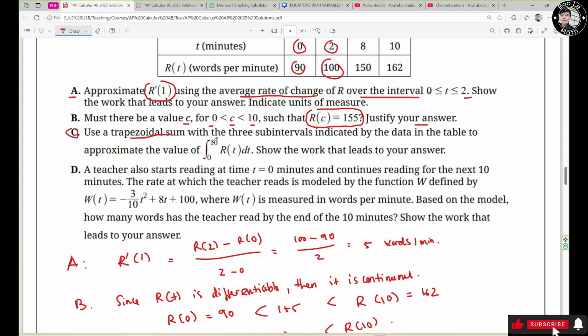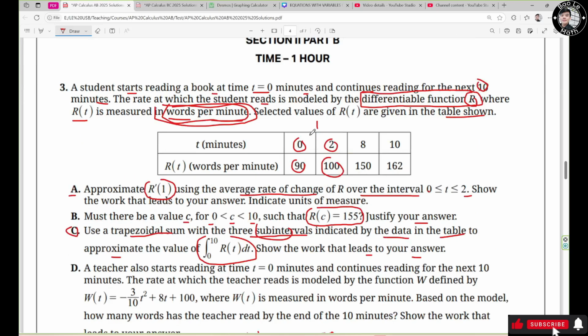Use the trapezoidal sum with the 3 subintervals indicated by the data in the table to approximate the value of this guy. Show the work that leads to your answer. Alright, so 3 subintervals is going to be right here. From here to here, delta s equals 2. From here to here, delta s equals 6. From here to here, delta s equals 2, right? Remember that the trapezoid formula is given by base 1 plus base 2 times the height divided by 2. Now, from 0 to 2, base 1 is 90, base 2 is 100. The height is 2 right here, right?